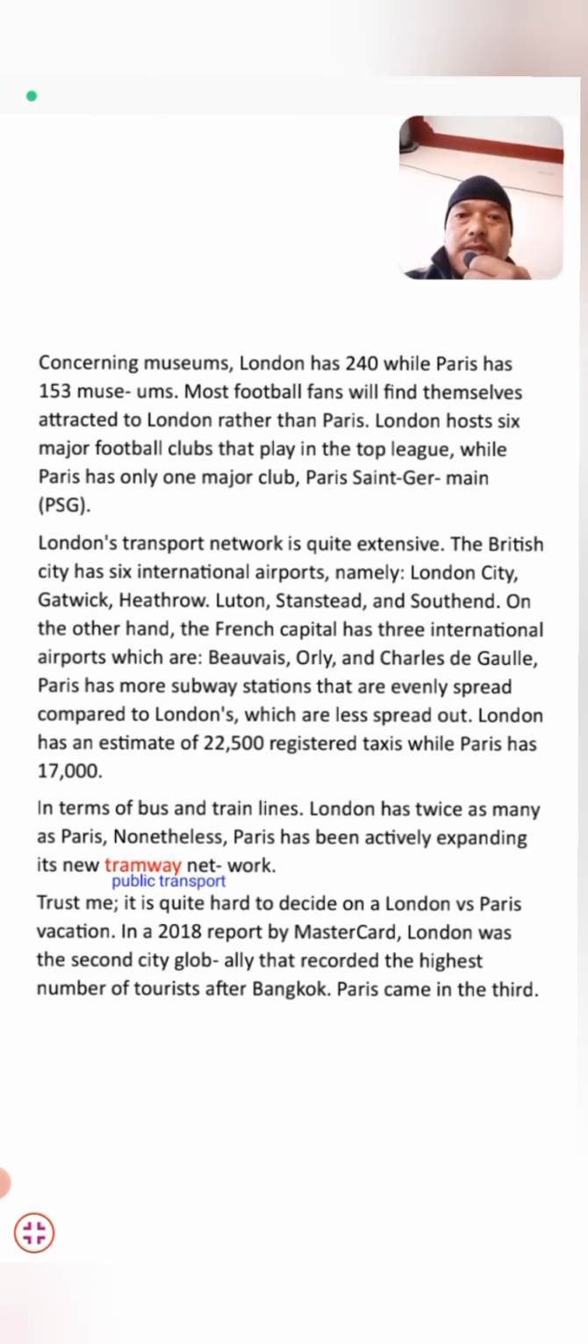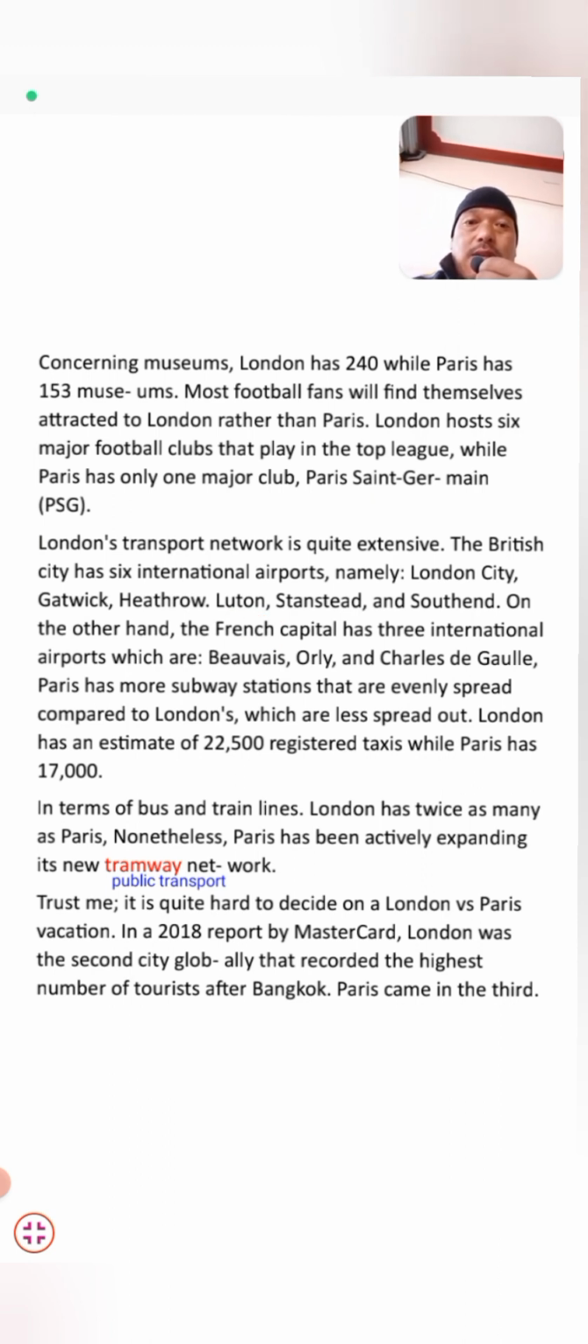The next one is London's transportation network, which is quite extensive. The British city has six international airports, namely London City, Gatwick, Heathrow, Luton, Stansted, and Southend. London has more transport and a bigger network than Paris.